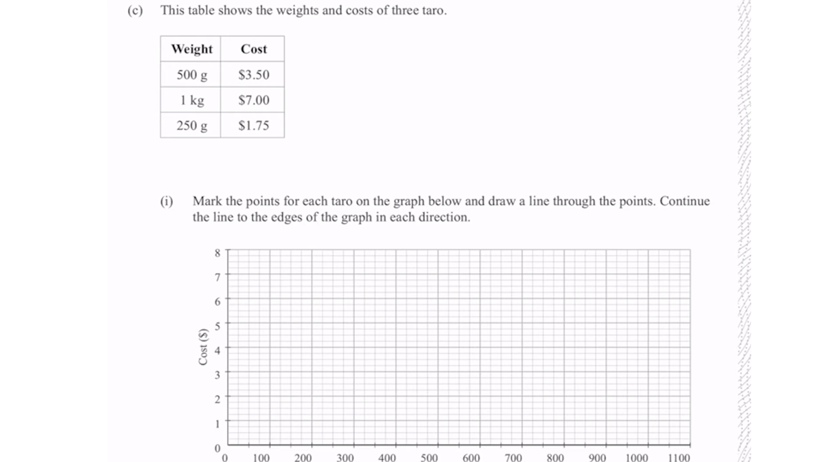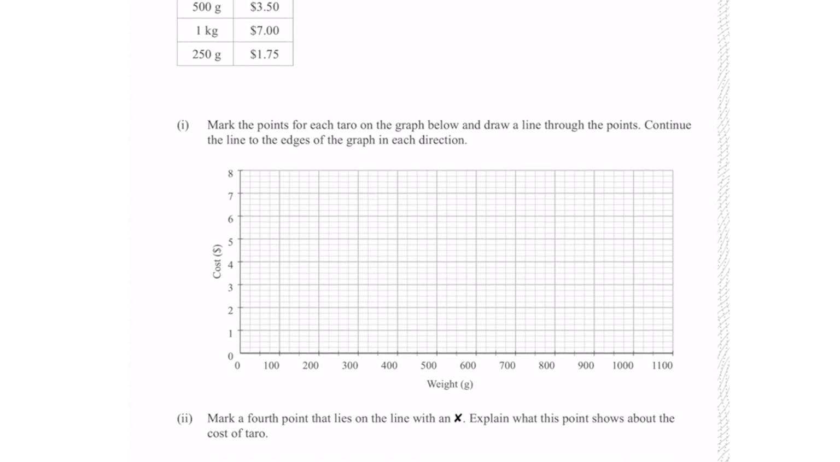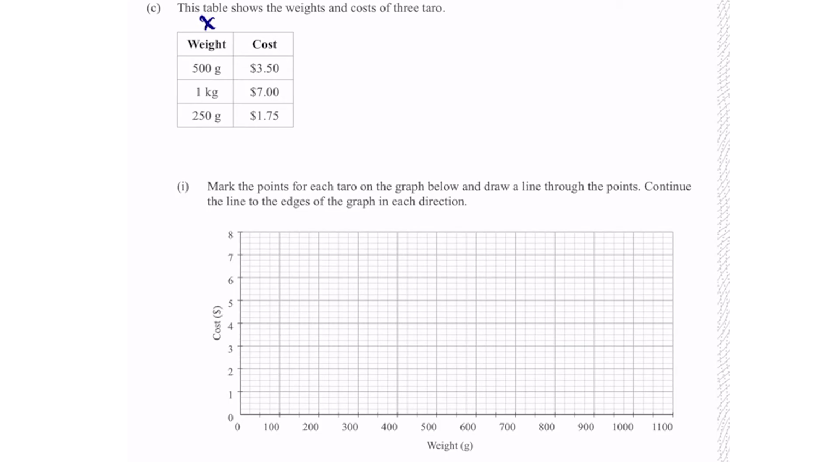Okay, part C. The table shows the weight and the costs of 3 taro. Mark the points for each taro on the graph below and draw a line through the points. Continue the line to the edges of the graph in each direction. So we're just going to make a plot here. Our weight is our x-axis, and that means our cost is our y-axis.